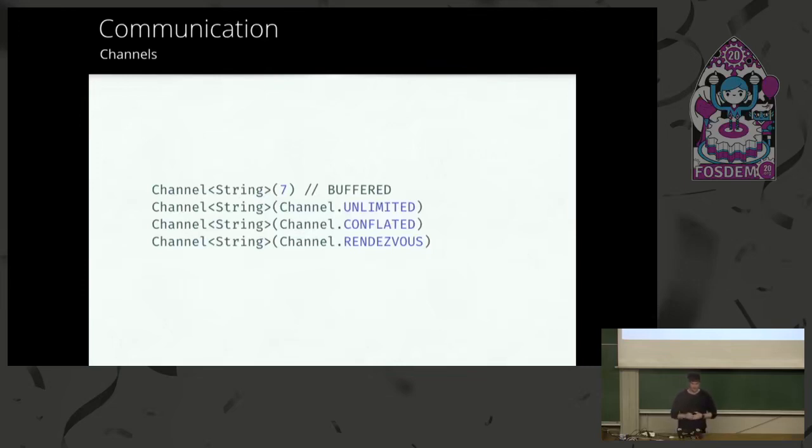Conflated, we talked about a little bit in earlier talks. That's actually going to store the most recent value, so send will never suspend on this one either. If it has a value, it's going to replace it. So it's always only going to keep the latest one. And if someone receives that value, it's going to be empty. So receive can still suspend until there's a value there. And rendezvous is the default way. One send and one receive function, they have to meet to transfer the value.